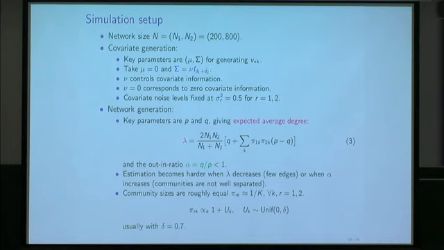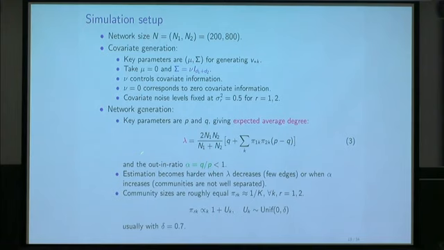There are these key parameters in covariate generation. mu is not important, so just say mu equals 0. And then I'm going to just take the simplest sigma, which is mu times identity. If mu is 0, then there's no covariate information. As you increase it, you'd expect the covariate information increases.